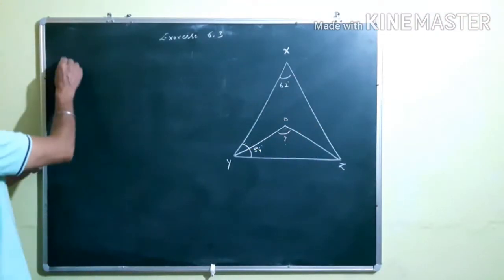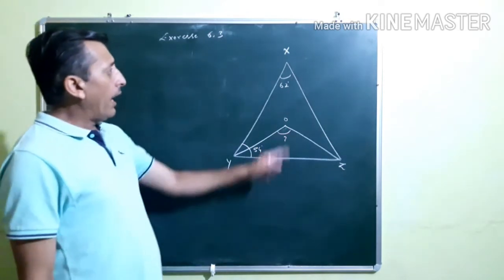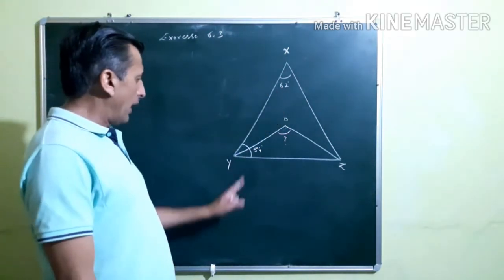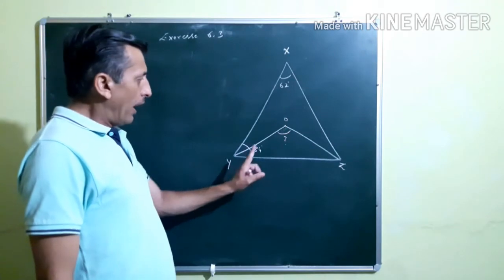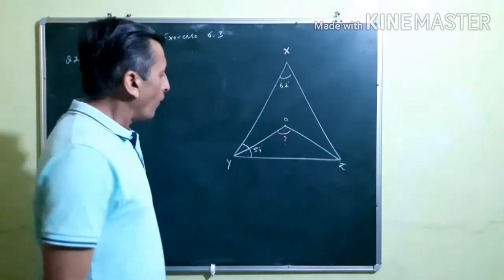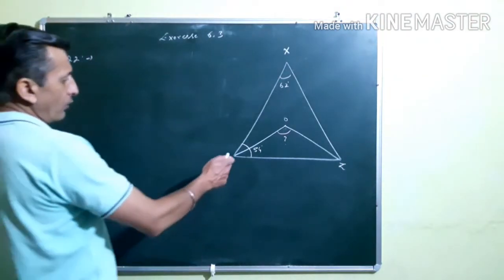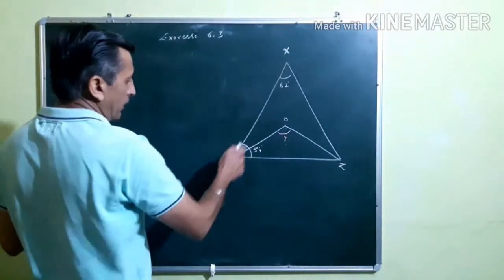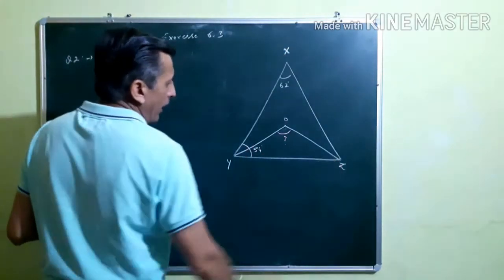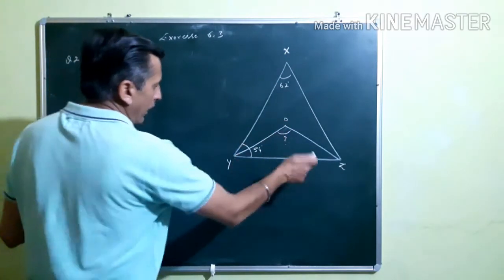Now see, this is question number 2. In this case, he said that angle X is equal to your 62 degree, angle Y is equal to 54 degree, and you have to find the angle YOZ, this one. Once again, I am going to use the angle sum property two times. First of all, I want to use angle sum property for this bigger triangle, that means XYZ, and once again I want to use angle sum property in this triangle, that means OYZ.